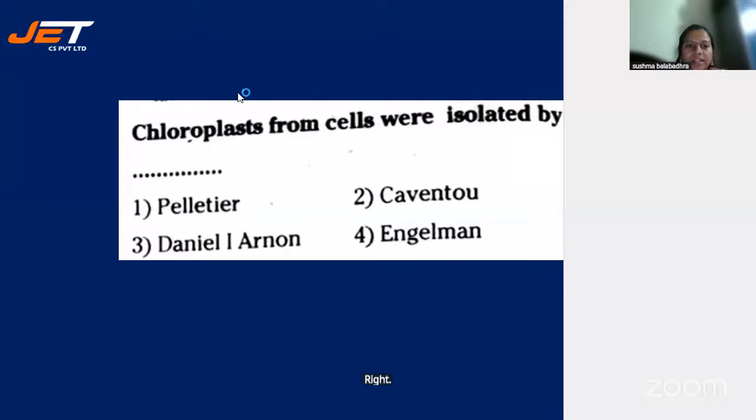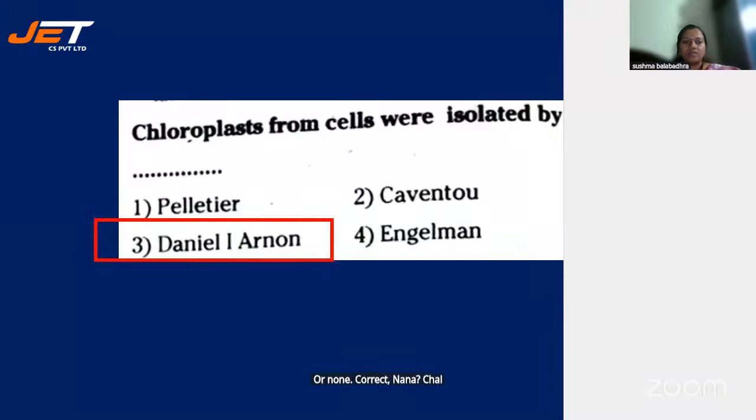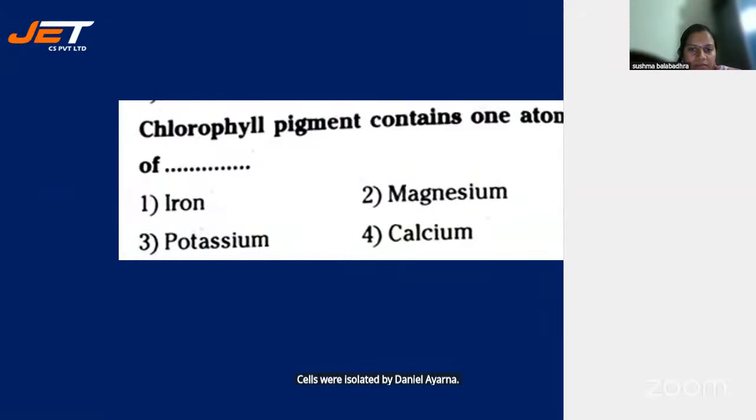The correct answer is Daniel I. Arnon. Chloroplasts from cells were isolated by Daniel I. Arnon. Next, chlorophyll pigment contains one atom of.